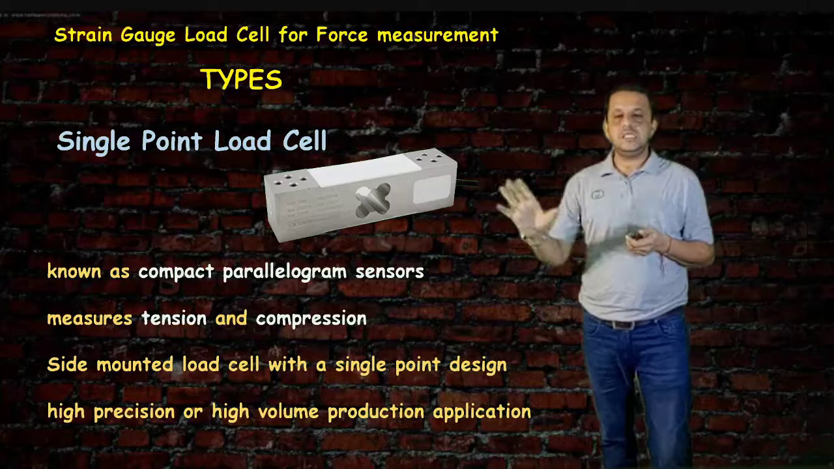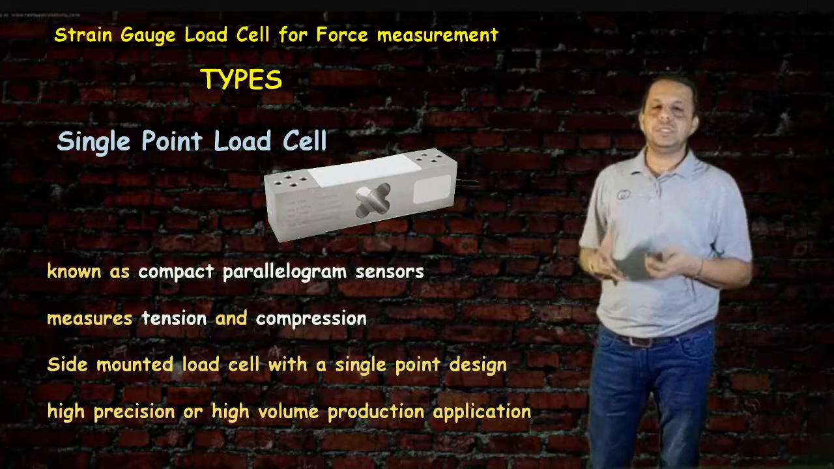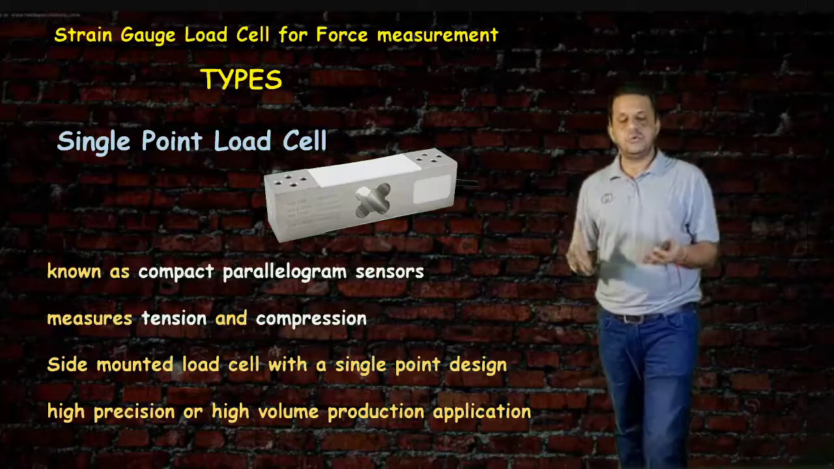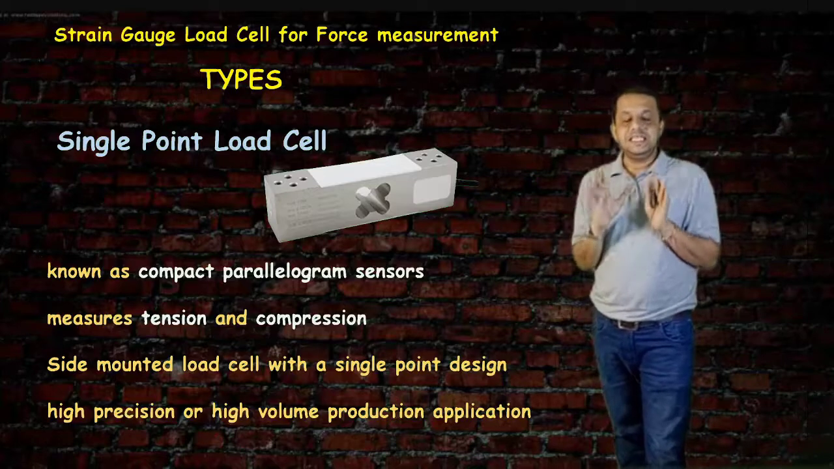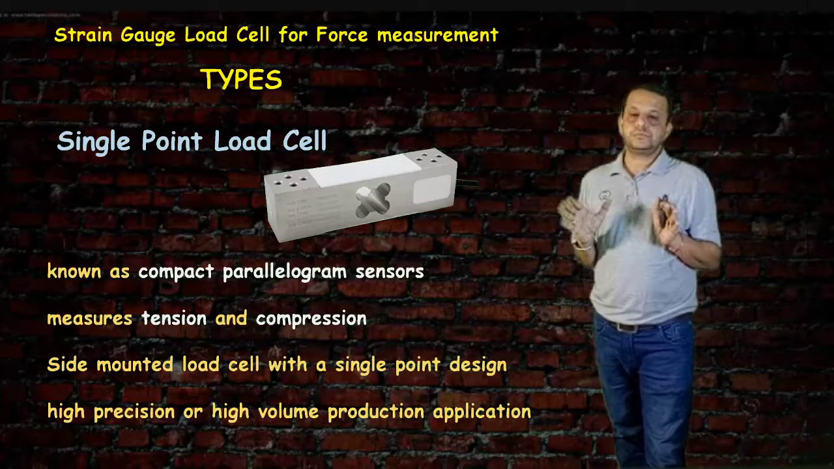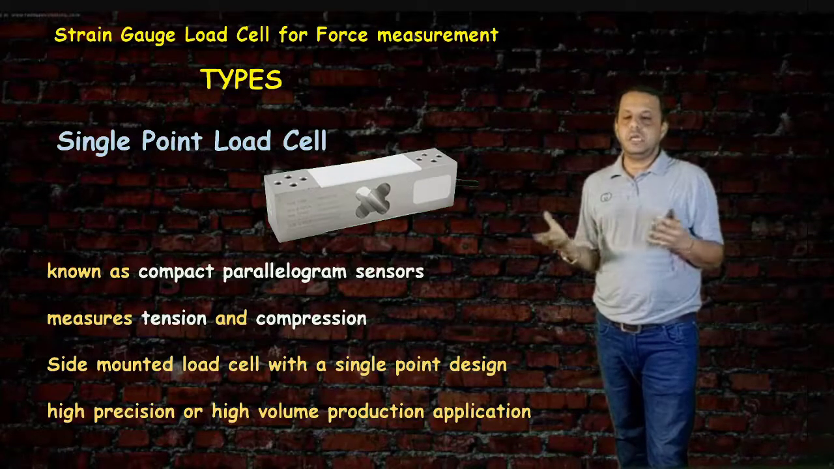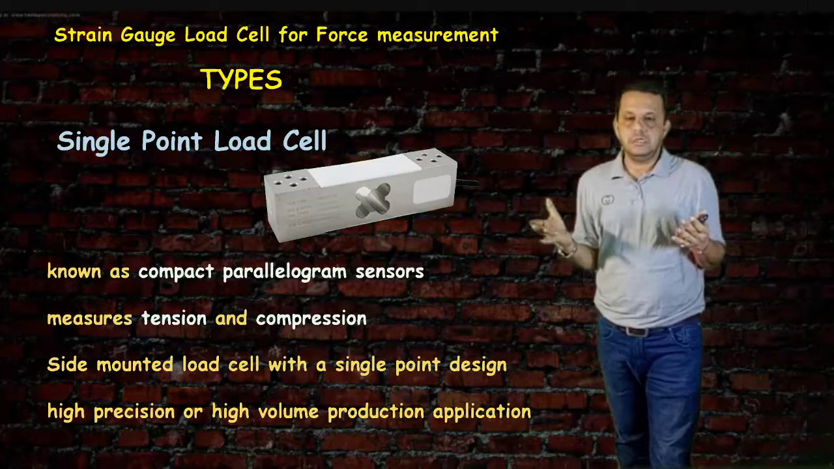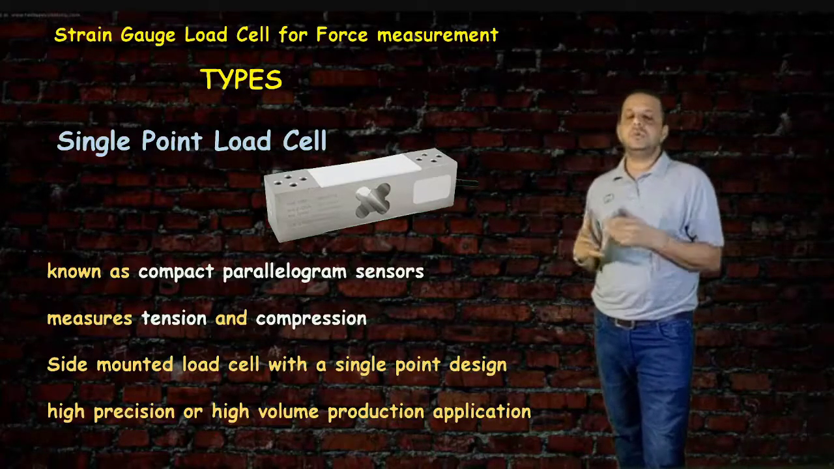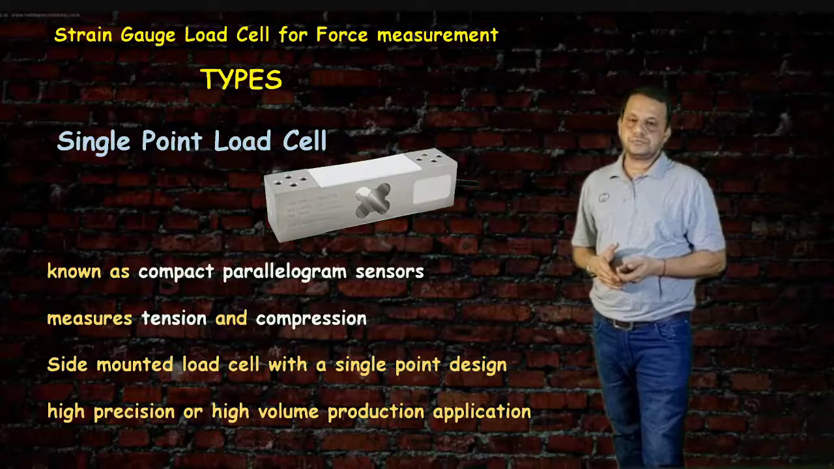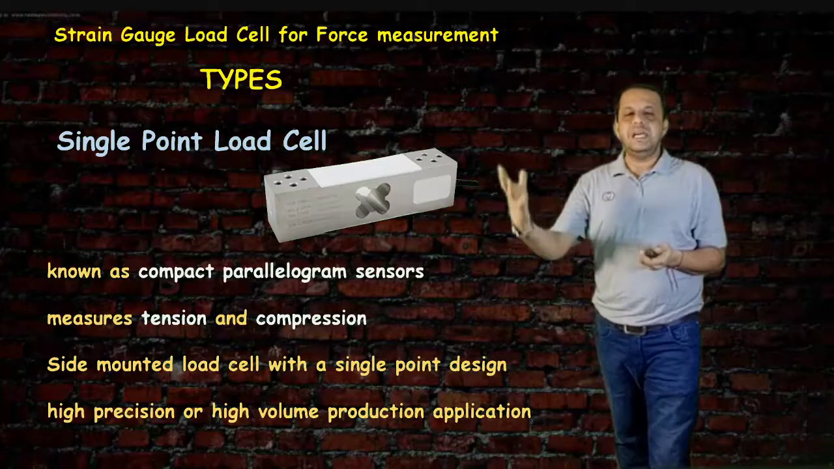Single point load cell, this is one of the most popular load cells that we always find in our small projects, or when we talk about our simple weighing system, and it can measure both tensile and compression. The side mounted load cell is there, and having a very precise operation, it can be used in high volume production applications. So these are the major types which are known by different names.